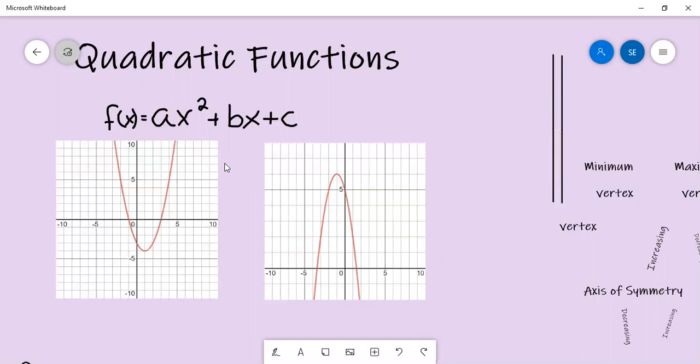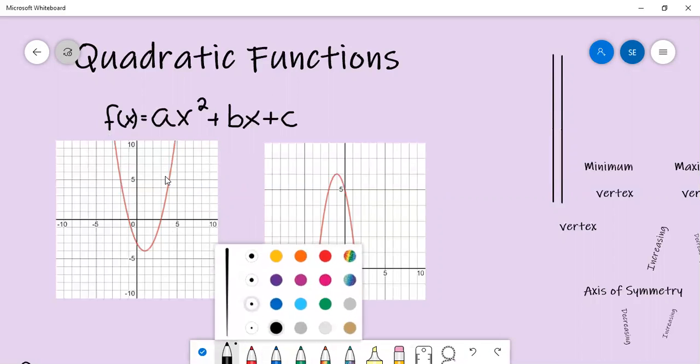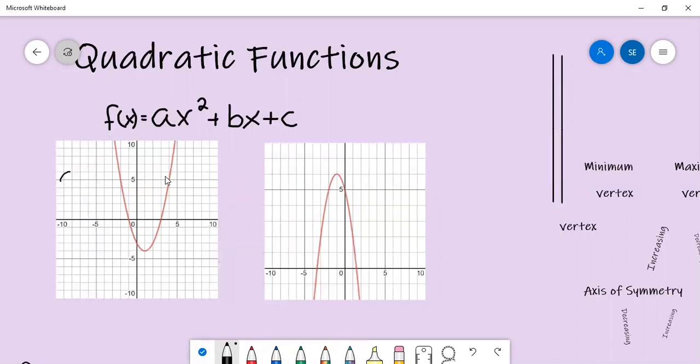Quadratic functions look like parabolas. So I have two examples here. One, this parabola is opening upwards, so it looks like a U. Whenever a is greater than 0, we have a parabola that's opening upwards. When a is less than 0, we have a parabola that opens downwards, like this one over here.